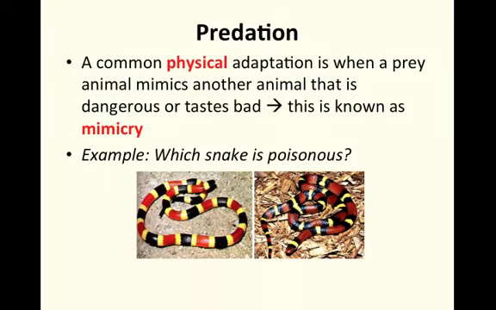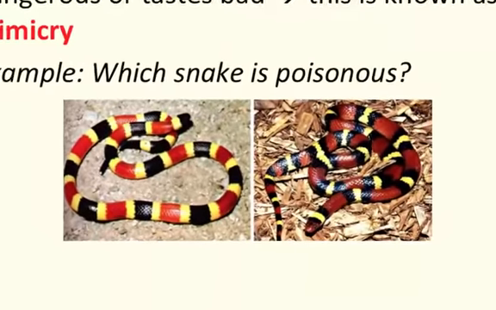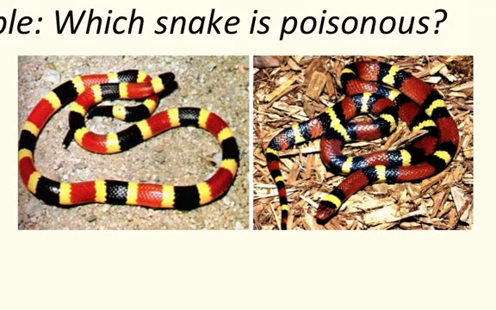So a common type of physical adaptation is when the prey animal mimics another animal that is dangerous or tastes bad. We have a name for this, and it's called mimicry. So to test your knowledge, which snake do you think is actually poisonous in the two diagrams below? They look very similar. One is poisonous and one is not.